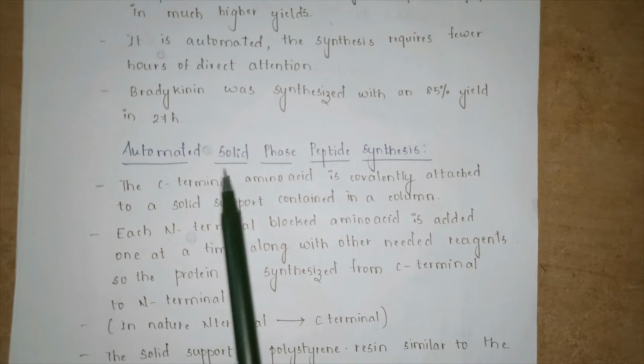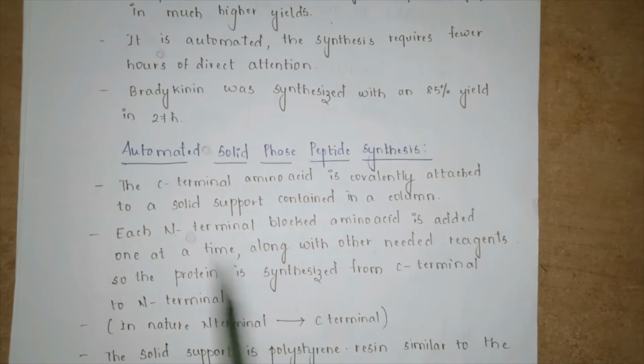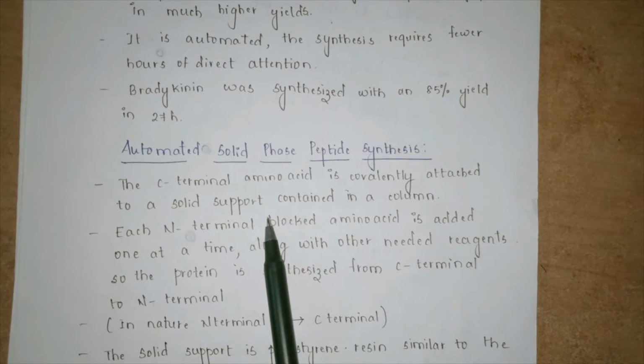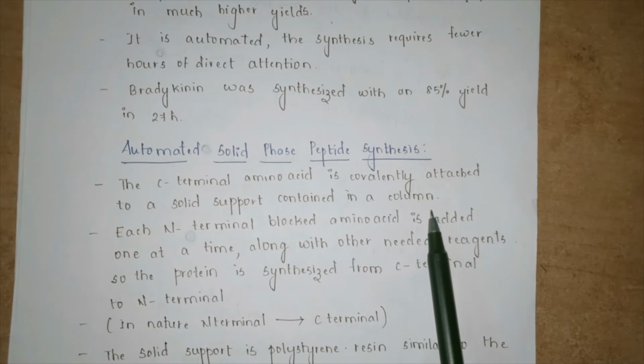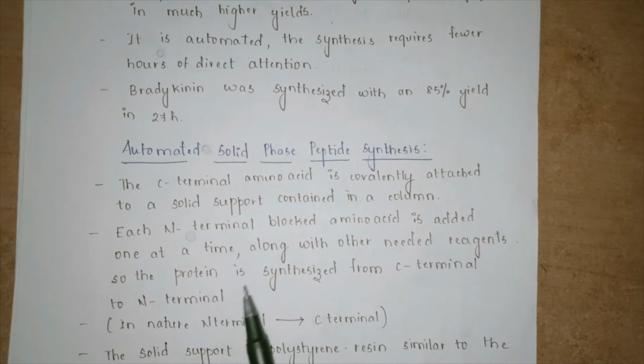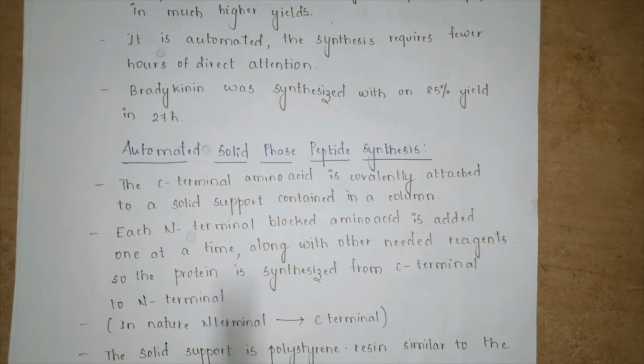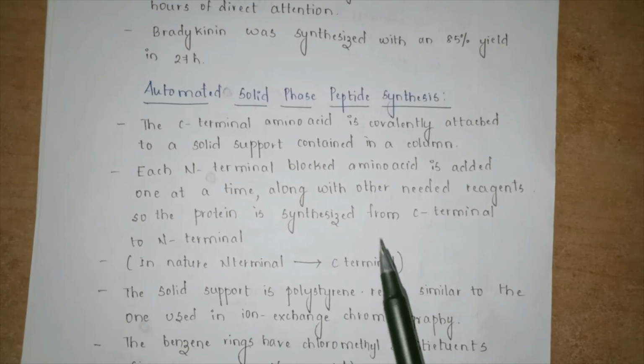So what is this automated solid phase peptide synthesis? The C-terminal amino acid is covalently attached to a solid support contained in a column. Now this particular system makes use of a column and a solid support. Each N-terminal blocked amino acid is added one at a time along with other needed reagents, so the protein is synthesized from C-terminal to N-terminal.